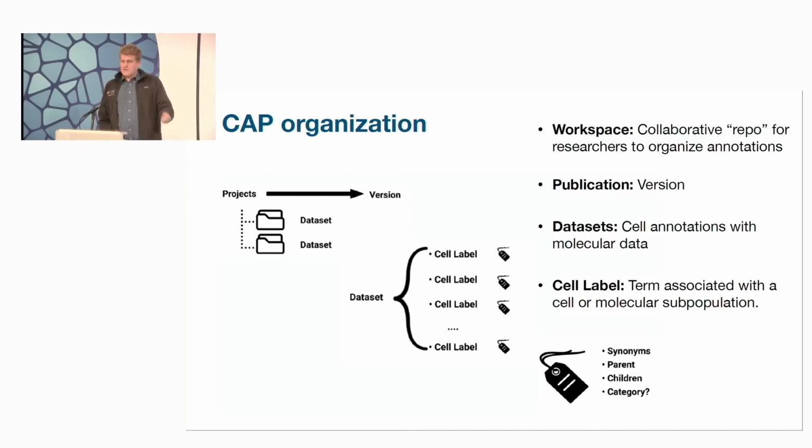When you do a publication, this is called a publication, there should be a version associated with this. The workspace is something I'll cover very shortly. It's this collaborative user forum repo that users could use to standardize these data sets and these cell labels. And then for the cell labels themselves, there's quite a lot of cell-related metadata that we ask users to provide.